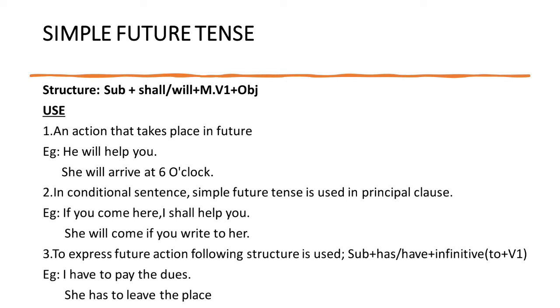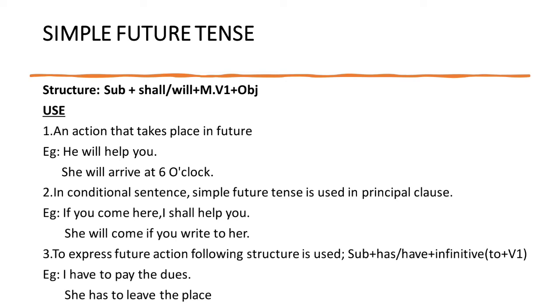Next is in conditional sentences, simple future tense is used in the principal clause. There are basically three types of conditional sentences. Among them, in the first conditional sentence, the principal clause is in simple future tense. Let's see the example. If you come here, I shall help you. So here, I shall help you is the principal clause, and if you come here is a subordinate clause.